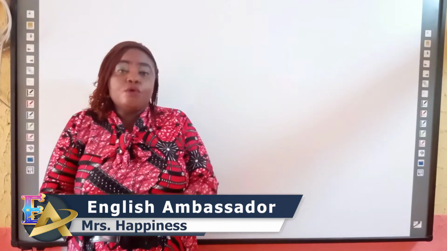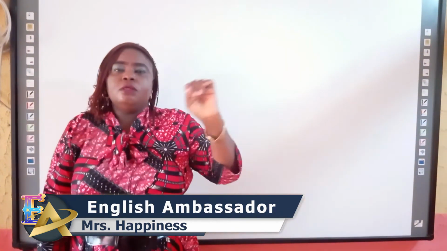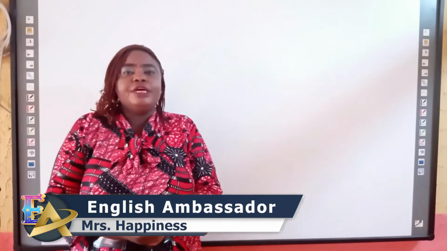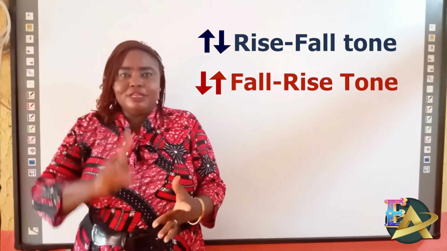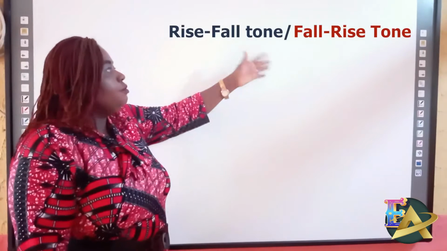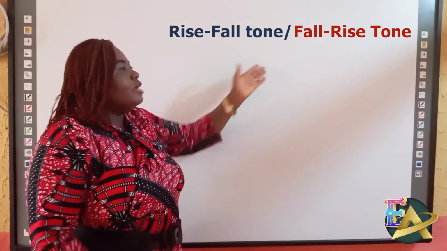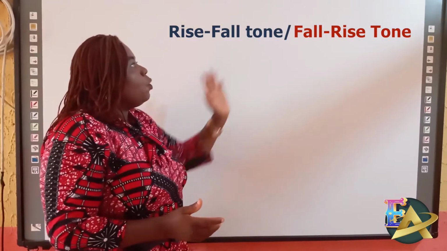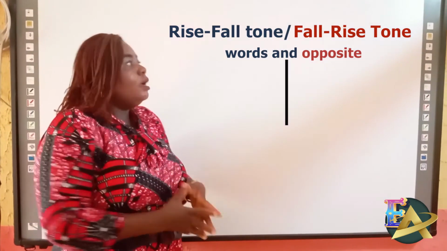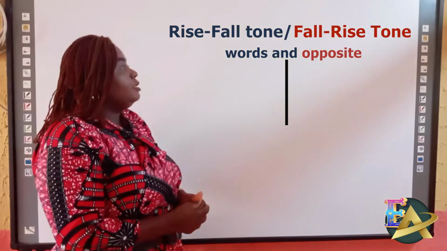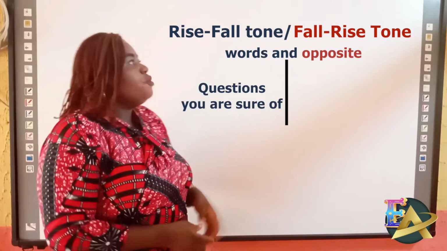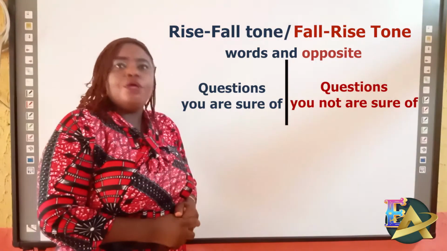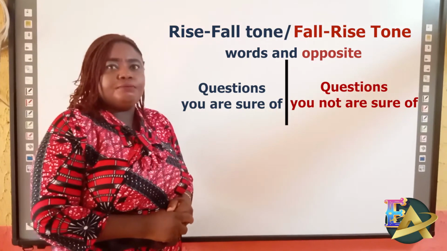Our class for today will be concluding with the three other uses of the tone we started with. Don't forget, we started with the rising tone and the falling tone, and for today we'll be looking at the rise fourth tone, the fall rise tone, and the level tone. The rise fourth tone and the fall rise tone are like opposites, because you use the rise fourth tone to answer questions that you're sure of, while you use the fall rise tone to answer questions that you're not sure of.